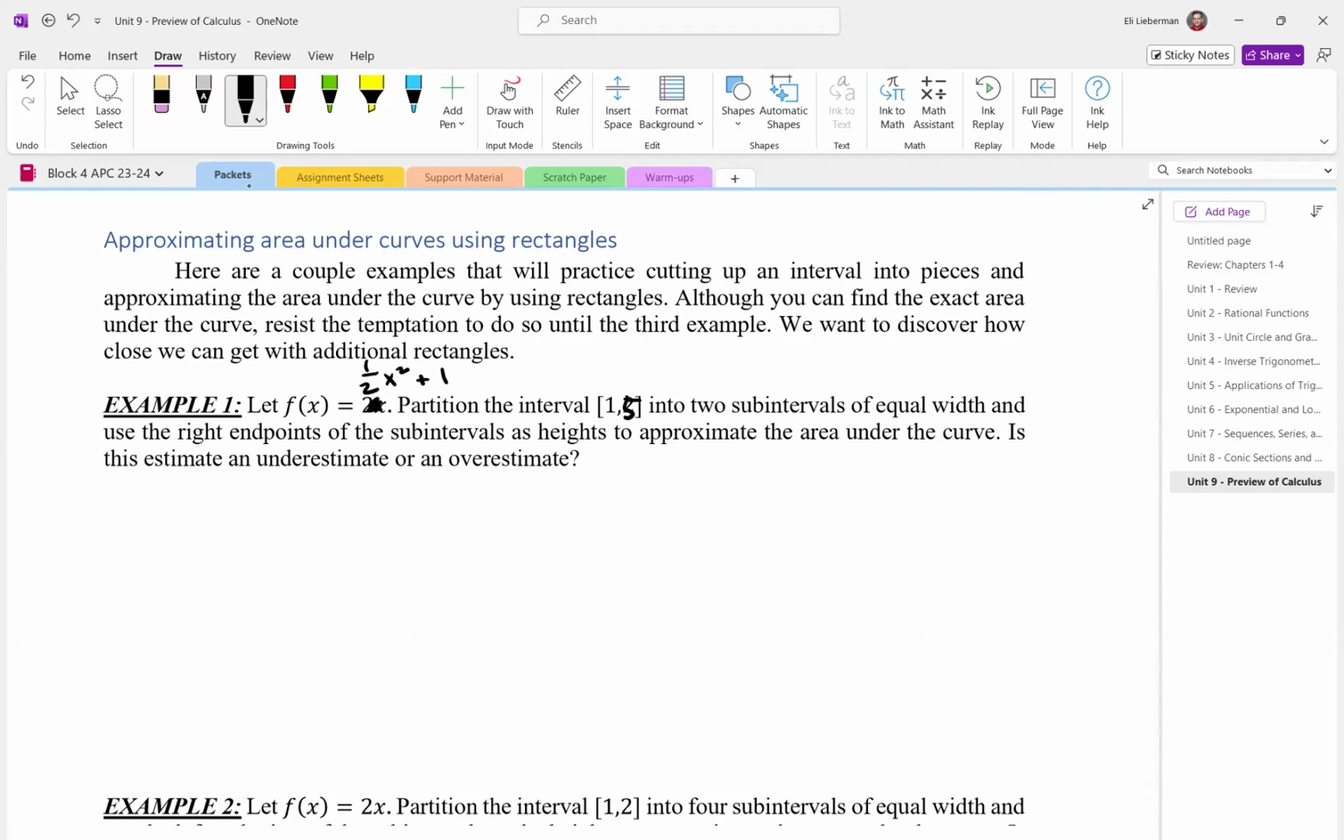So we're going to partition the interval 1 to 5 into 2 subintervals of equal width and use the right endpoints of the subintervals as heights to approximate the area under the curve. Is this estimate an underestimate or an overestimate? For this one, we're going to start by graphing.